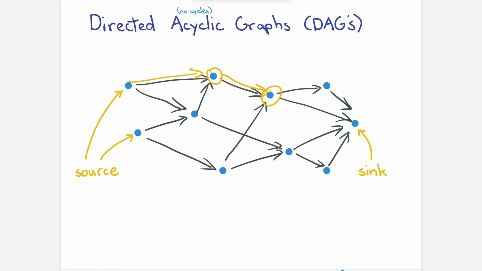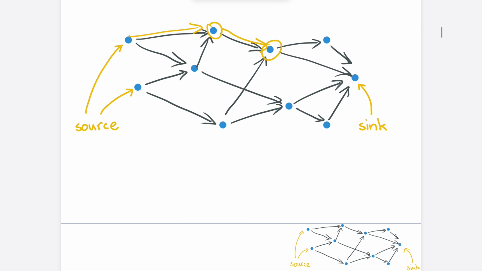For the same reason, you can argue there's always a sink. Pick a vertex. If it's a sink, you're happy. If it's not, you can go somewhere else. You can only do that so many times without being forced to repeat a vertex, but you shouldn't be able to repeat if there's no cycles. Okay, so there's always a source, there's always a sink. There could, of course, be more than one. Good.